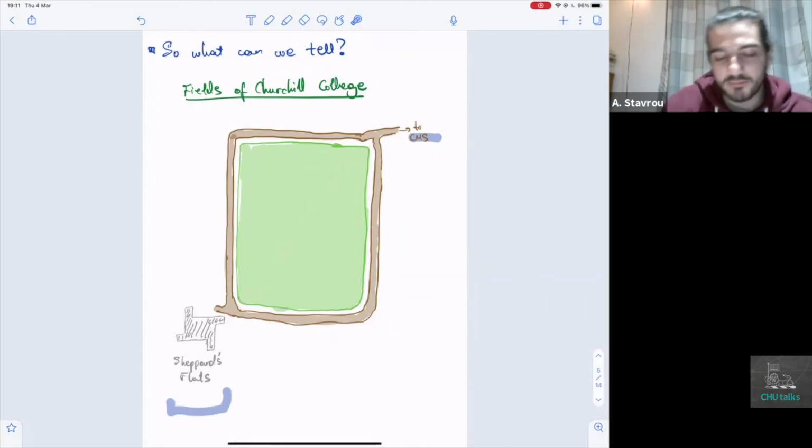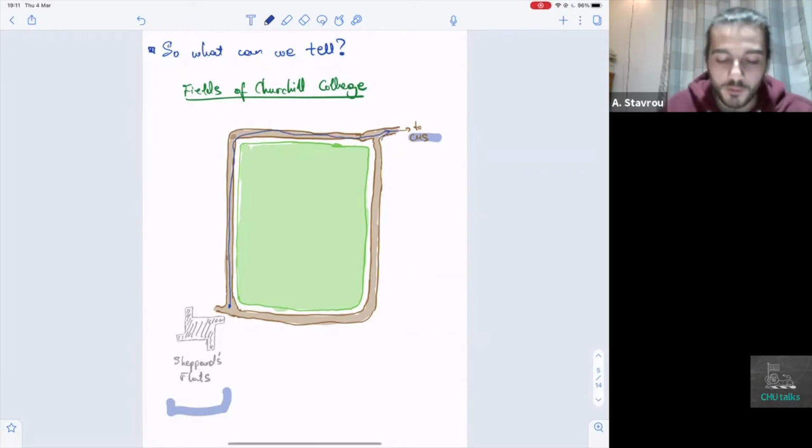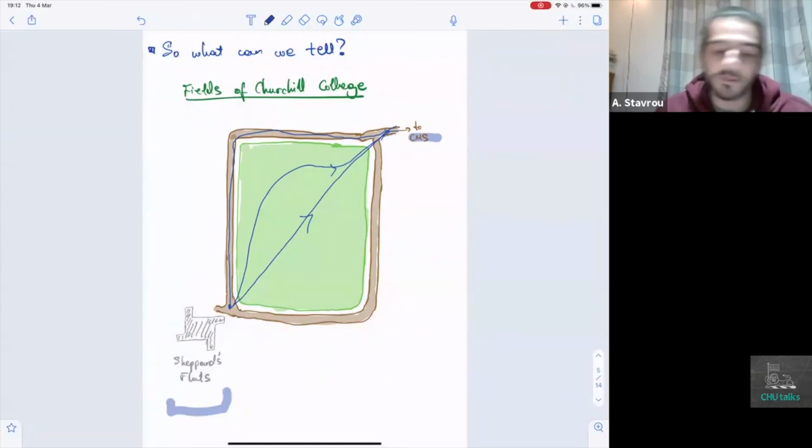Now, in the beginning, I was following the rules, and I started by walking along the path that goes around. That was one way of crossing the fields of Churchill College. But soon laziness got the better of me, and I started taking a path that was more and more a straight line. And Pythagoras will remind us that the diagonal will be the quickest path. So it suggests that we should use that path.